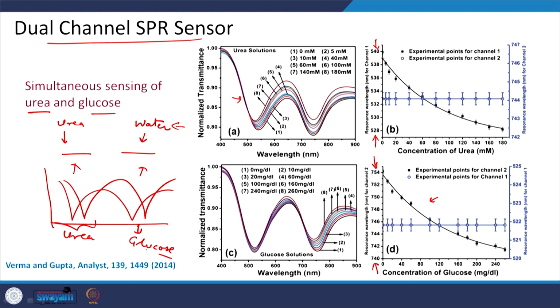So, that is how you can cascade basically any two sensors together to form a multi-channel or multi-analyte sensor. When you make a sensor, this is something very important, because if you make a real sensor, no one wants to buy just one sensor.